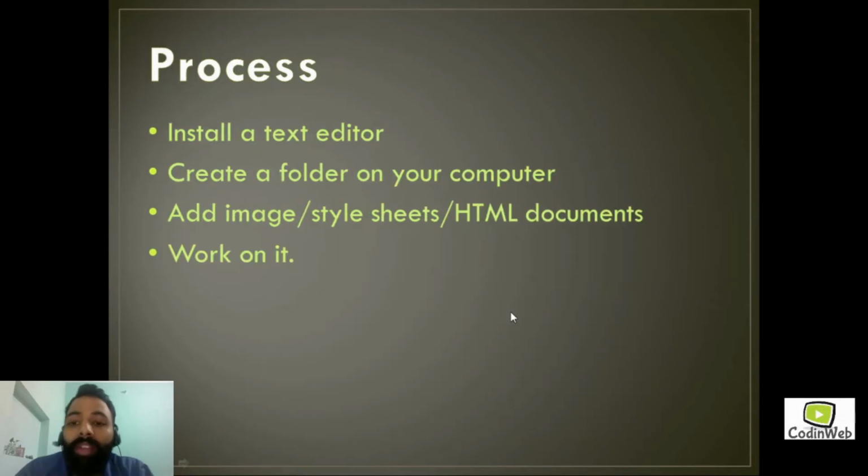Coming next is the process. So you need to install a text editor. It can be Atom or Visual Studio Code. You need to create a folder, and then you need to add an image, style sheet, HTML file, and other files, whatever file you need according to the framework you are working on. So you need to work on it, and that is the process of how you learn HTML CSS.